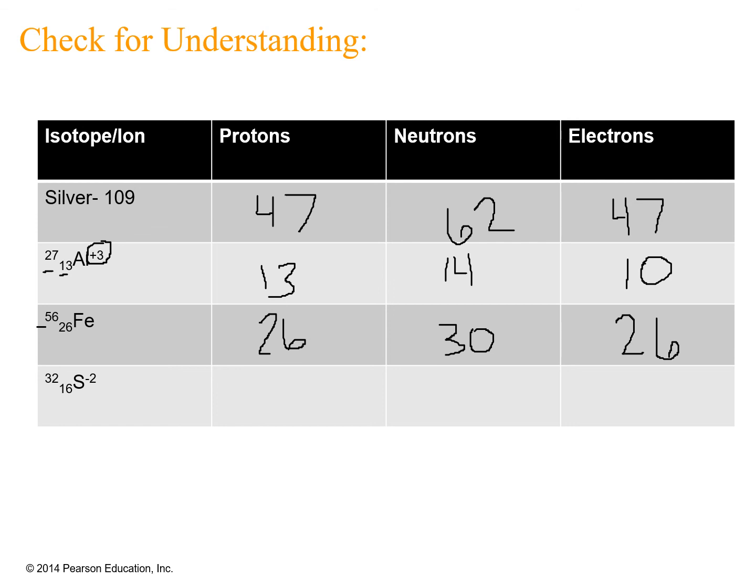Here we have 32 and 16 S to the negative 2. So this is the sulfide ion, or sulfur with a negative 2 charge. For protons, that atomic number is 16. Neutrons, 32 minus 16 is 16. So here they happen to have the same number of protons and neutrons. And remember electrons. This negative 2 charge means that we added 2 electrons. So 16 plus 2 is going to give us 18 electrons.